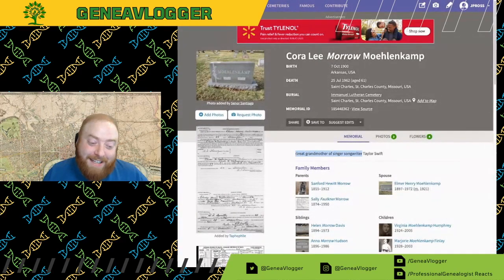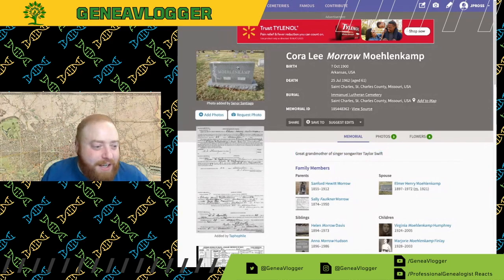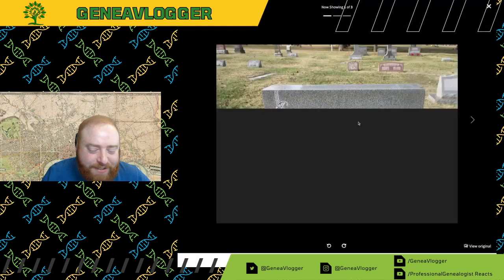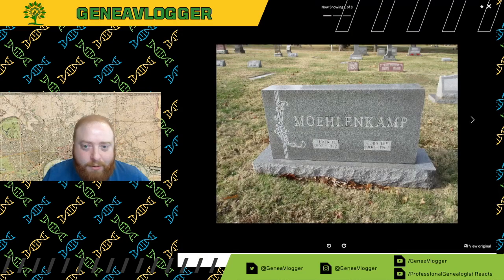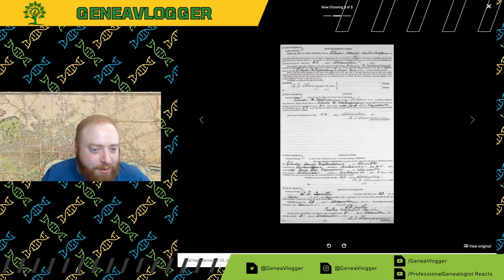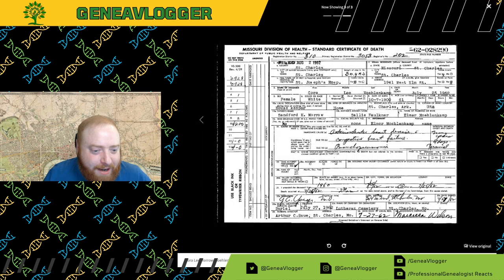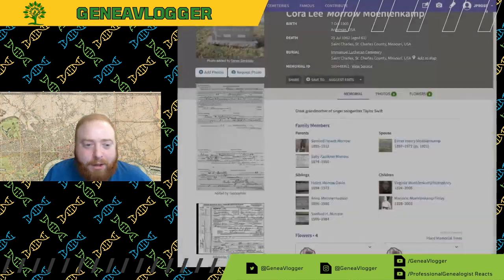So, oh look, yeah, see, the tree's already really well built out. Great grandmother Taylor Swift. So here we have the gravestone, great grandparents, other things people have added. So we have Elmer Henry Mullenkamp. It looks like a bond for a license, marriage license, and then this is the death record that we were looking at before for her great grandmother.